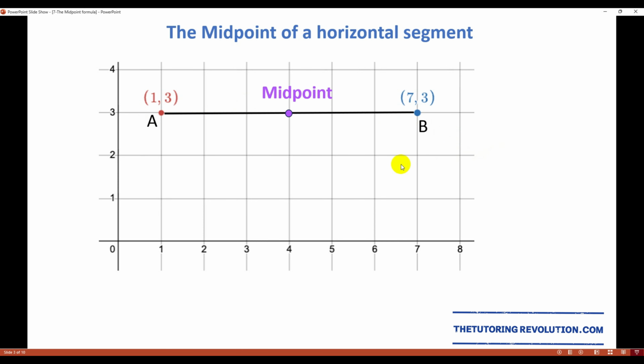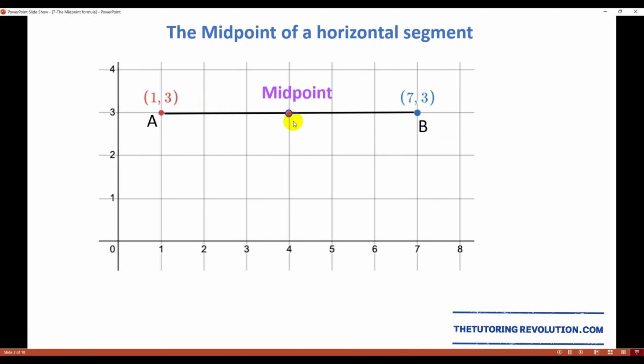One way to do it is just to count the squares, right? You have 1, 2, 3, 4, 5, 6 squares. So the midpoint will be here, right? After 3 squares here and 3 squares here, it will be in the middle. That's the midpoint. But we want to calculate the midpoint using these numbers here, not counting squares.